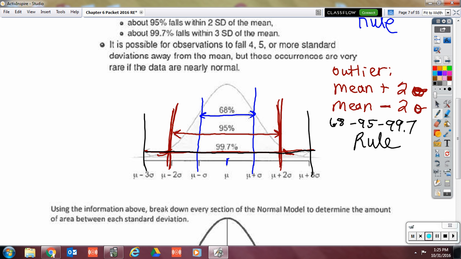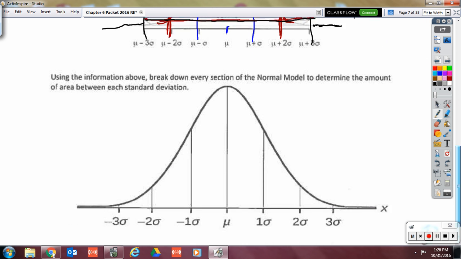So what I want us to do now, oh, by the way, it is possible for observations to fall out here past 3 or more standard deviations. But that's not very likely, and those are incredibly extreme outliers. If you're out there past 2 standard deviations, you're an outlier. So if you're even further away, then you're way out there.